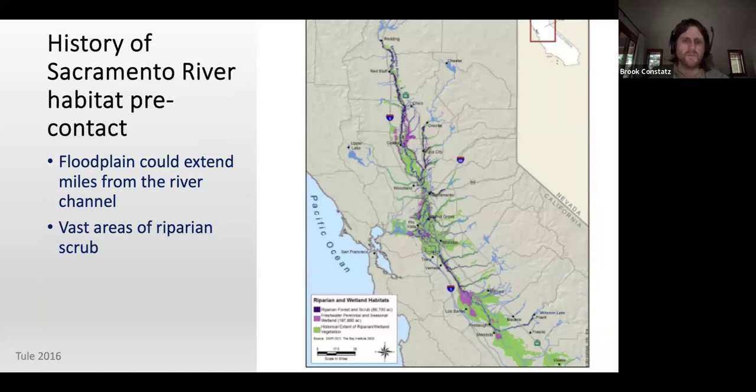So just as a history of the Sacramento River, pre-contact, before a lot of development, especially when it got colonized by Americans, there were large swaths of floodplain that could extend miles in either direction. And there was a lot of riparian scrub. And this is just a coarse map I have on the right. But there are these huge areas that had a lot of wetland, a lot of riparian forest, and a lot of riparian scrub. And it was just part of the natural landscape.